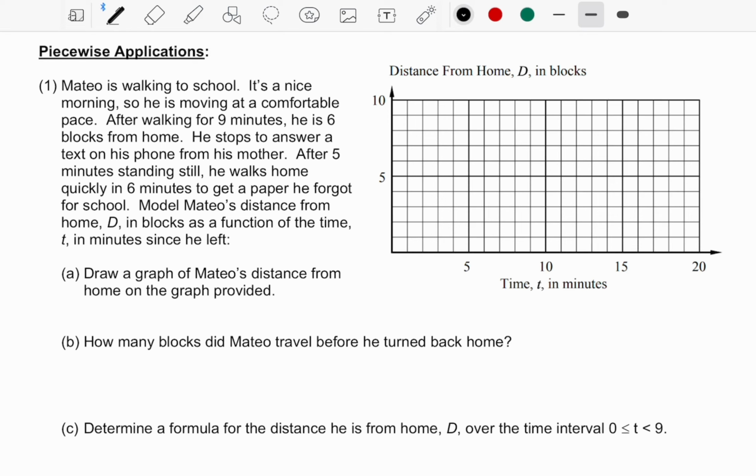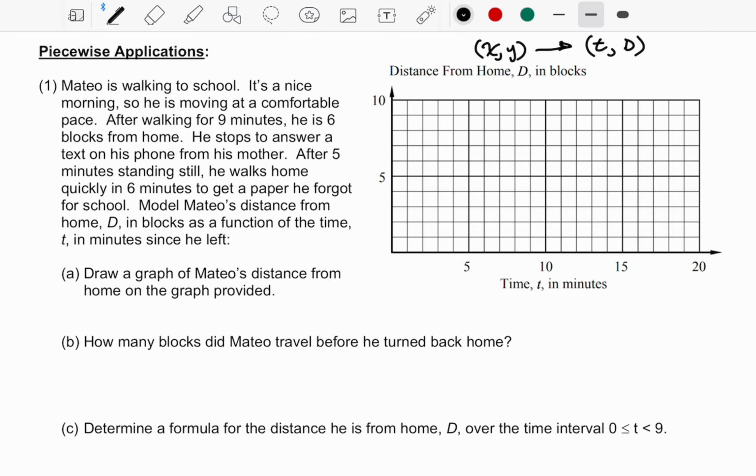So normally it's x comma y. This time it's t comma d for any coordinate. So x comma y under normal circumstances, but in this case it's t comma d. They use capital D. And the distance is in blocks, so we don't have to worry about any kind of conversions there.